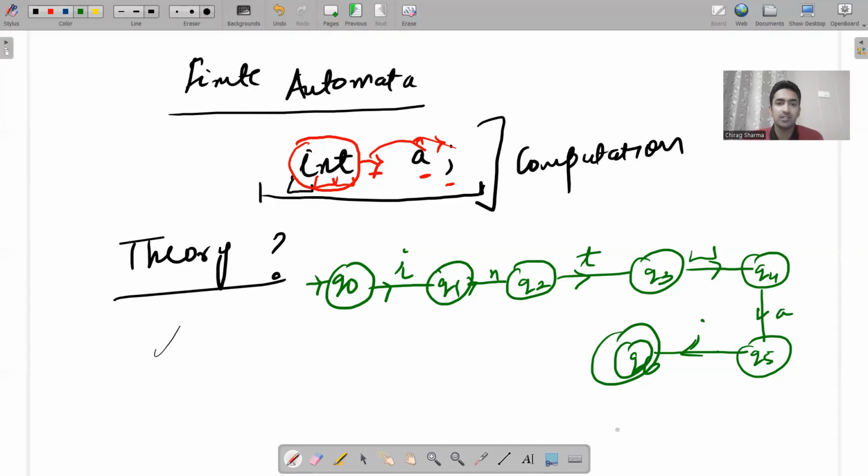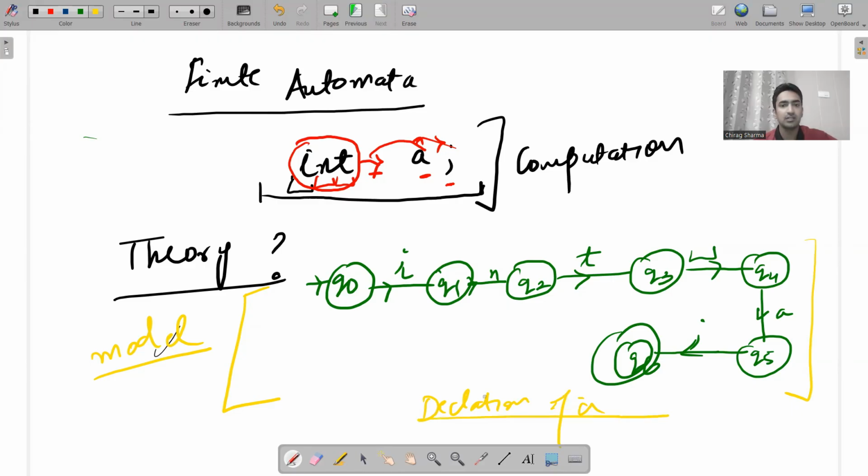This compilation process is designed in the form of an automata. This is known as the theory behind this computation. The theory is represented in the form of a model. This is actually a model, and the theory behind this is designed. And yes, it is something which we have prepared on our own from this particular integer, then space, then a, then semicolon. There is one computation done, meaning that the declaration of a was done.